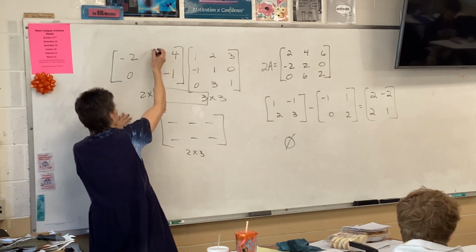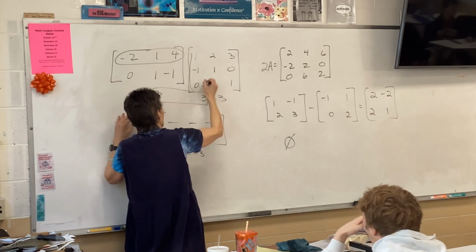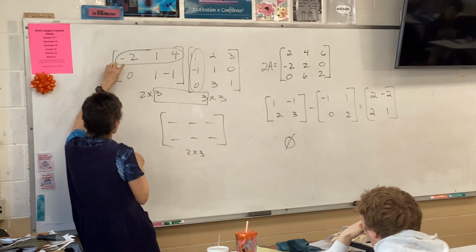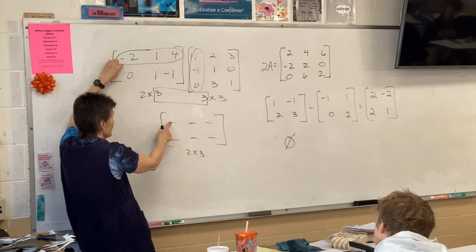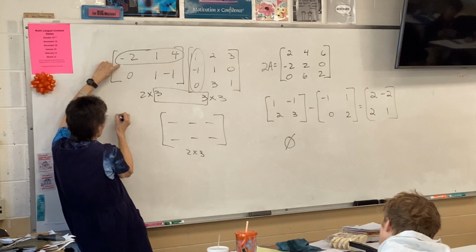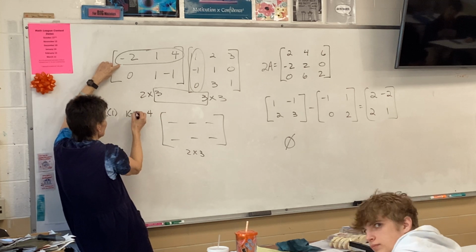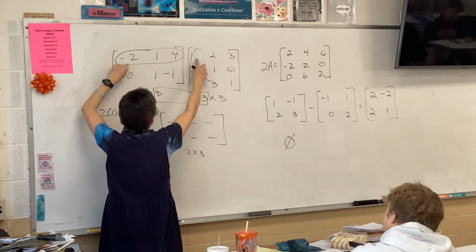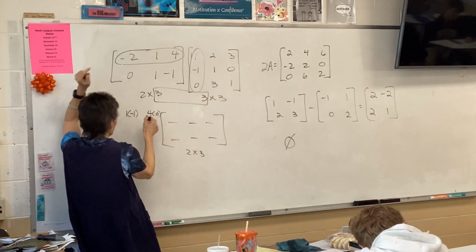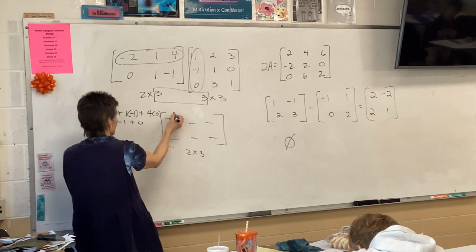I'm going to take row 1 times column 1. Row 1 times column 1 will give me this number right here. So row 1, here are my numbers. Column 1, here are my numbers. So first numbers, second numbers, third numbers, pair them up. So -2 minus 1 plus 0. Did you get -3?